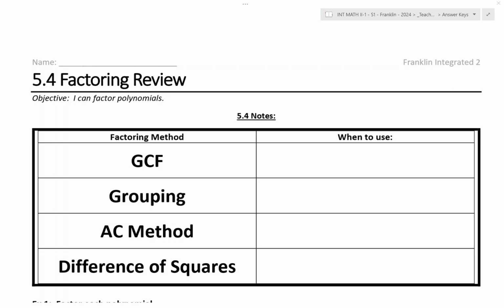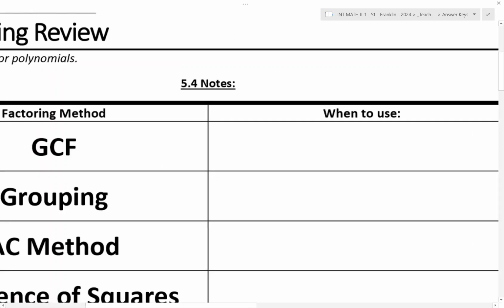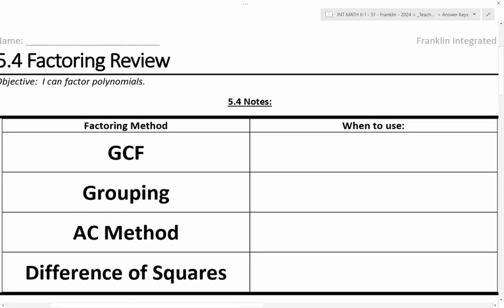All right, so let's review all the types of factoring that we have looked at so far. And in general, we've looked at 4 basic types. That's what we'll do in these notes, is review the factoring methods that we have learned so far in Unit 5. So first of all, we have GCF, pretty basic factoring method, just dividing out a GCF from all terms.